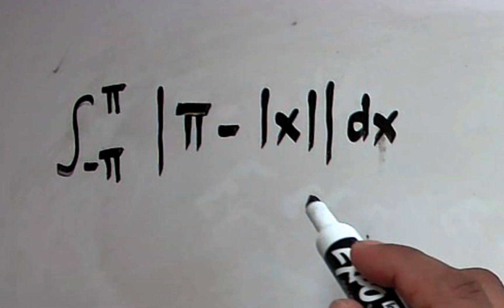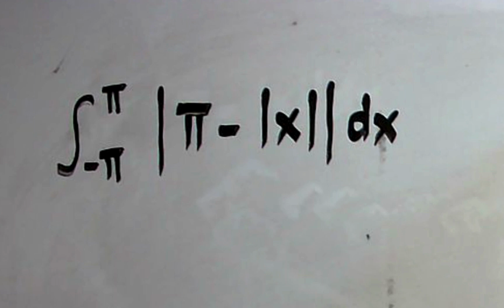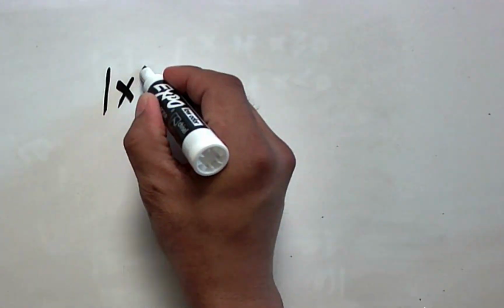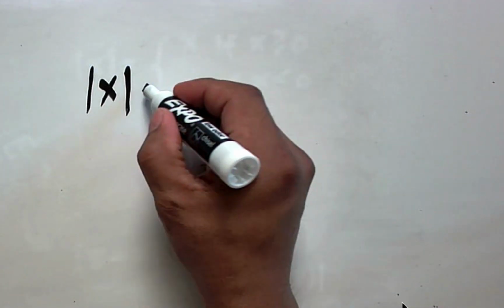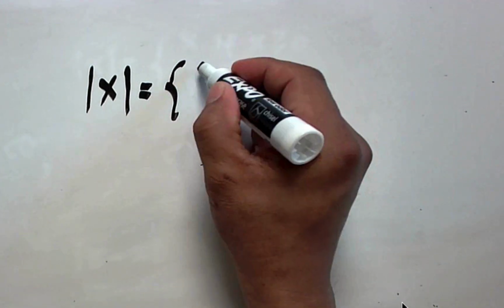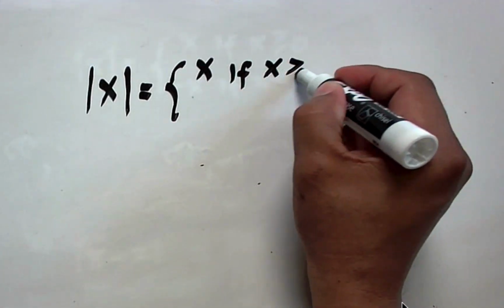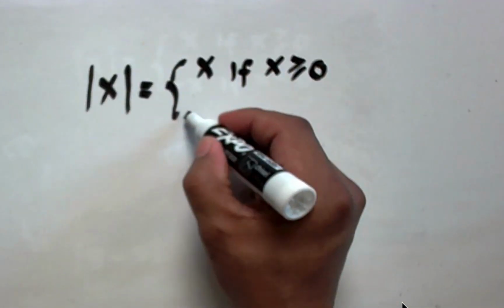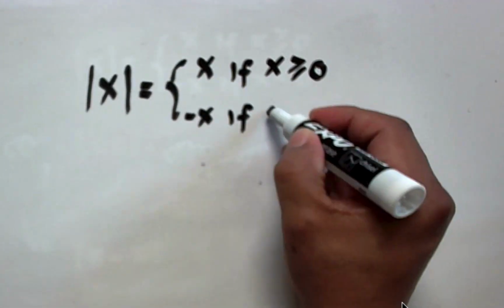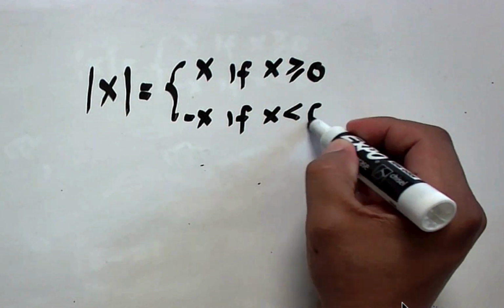Now, in order to solve this, we need to recall our definition of the absolute value of x. The absolute value of x is a piecewise function that is equal to x if x is greater than or equal to 0, or equal to negative x if x is less than 0, or negative.